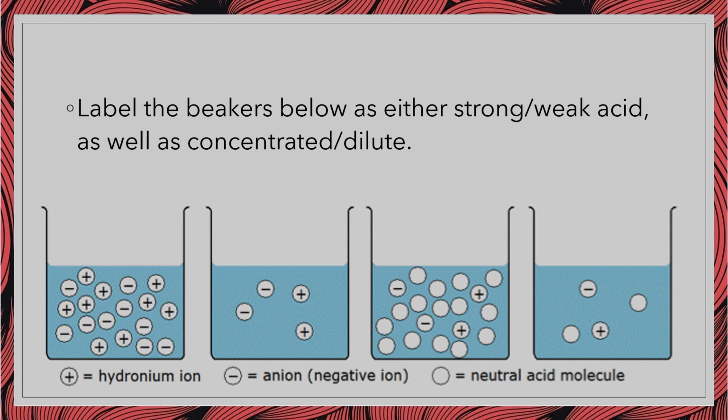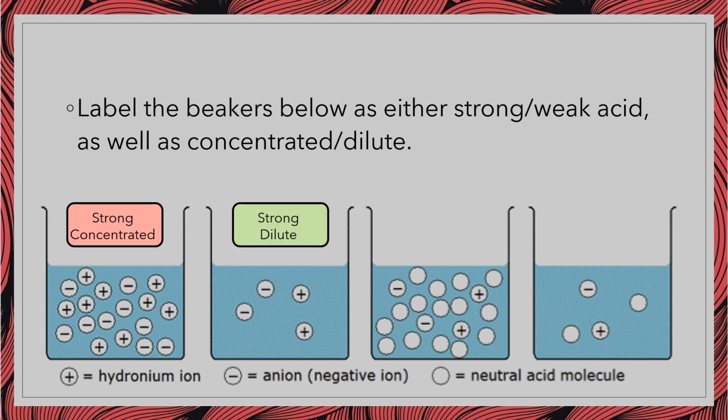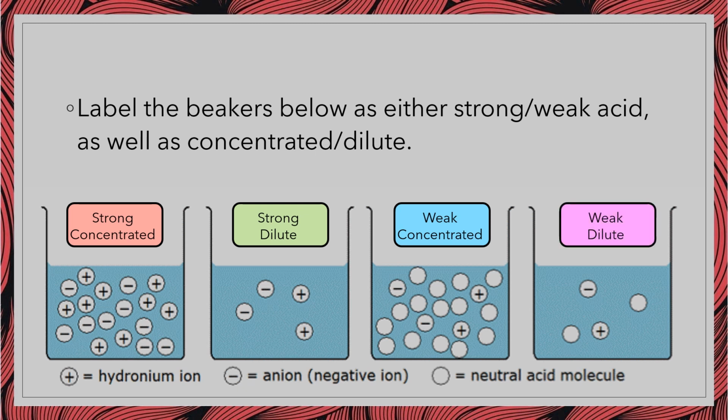So here we are. First one is strong and concentrated. So you can see everything's ionized, they're all pluses, they're all minuses, and there's a lot of them there. Second one is strong but dilute. Third one is weak but concentrated. And the fourth one is weak and dilute.